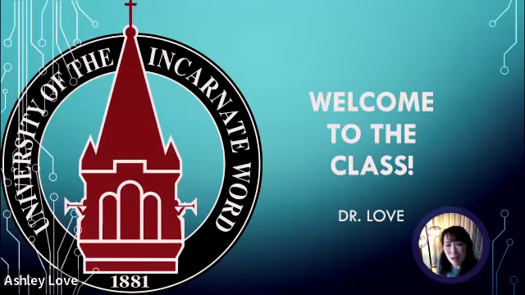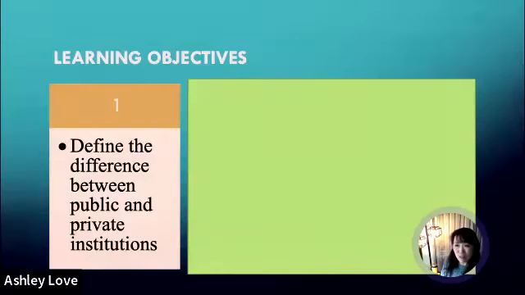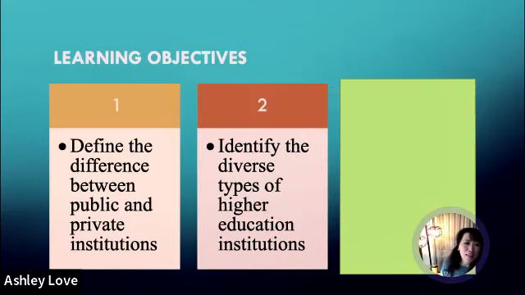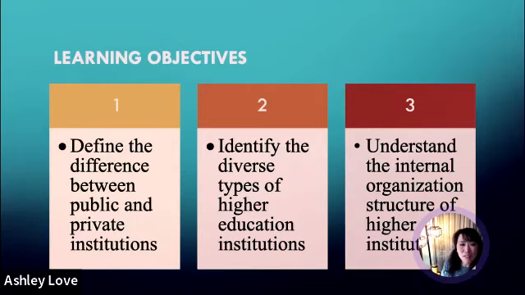So this week's topic is looking at the organization and the structure of higher education, just to make sure that we're on the same page. These learning objectives were posted in the PDF file that I gave you, and there is also a narration, the audio that went with it. So the first learning objective is defining the difference between public and private institutions. The second objective is to identify diverse types of higher education institutions that we talked about earlier in today's lecture. And then lastly, understand the internal organization structure of higher education.